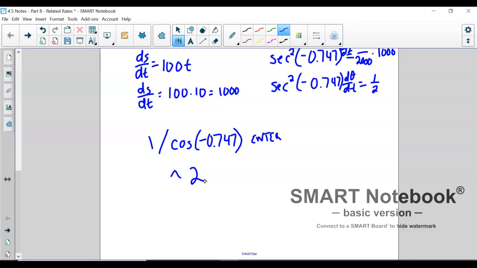That's going to give you, just doing 1 over cosine of negative 0.747, 1.36293, and you're going to raise that to the second power. So this is 1.85757 d theta dt equals 1/2. So now you will divide.